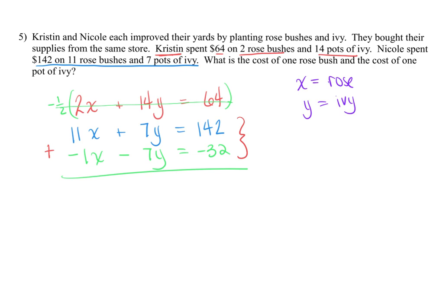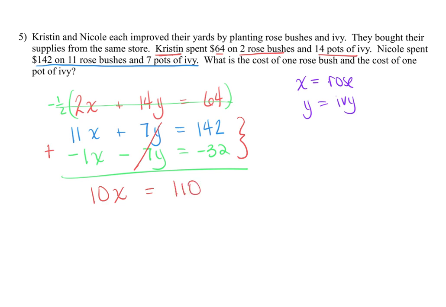So I'm going to say a positive 11 and a negative 1 give me a positive 10x. 7 and negative 7 actually cancel, which is what we wanted here. Then I have 142 minus 32. So that's going to give me 110.